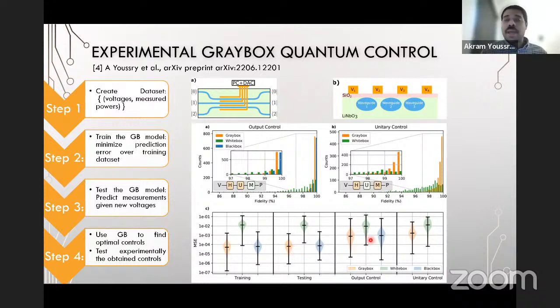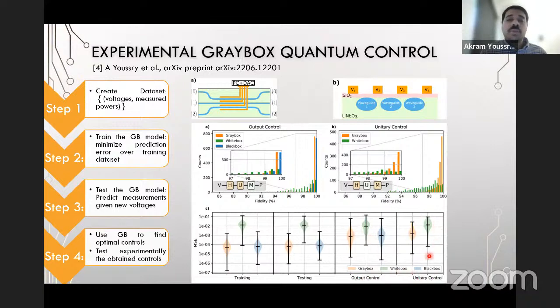And then for the control, we had two controls. The first one is output control, which means I have just a distribution. I want, for example, 50-50-0 or 20-30-50 or whatever distribution here. So this is output control. And then we have unitary control, where you want the whole device to act as a particular unitary, over all input states. For the optimization here, we see the results are also very promising. We get a low MSE for the gray box and the black box.